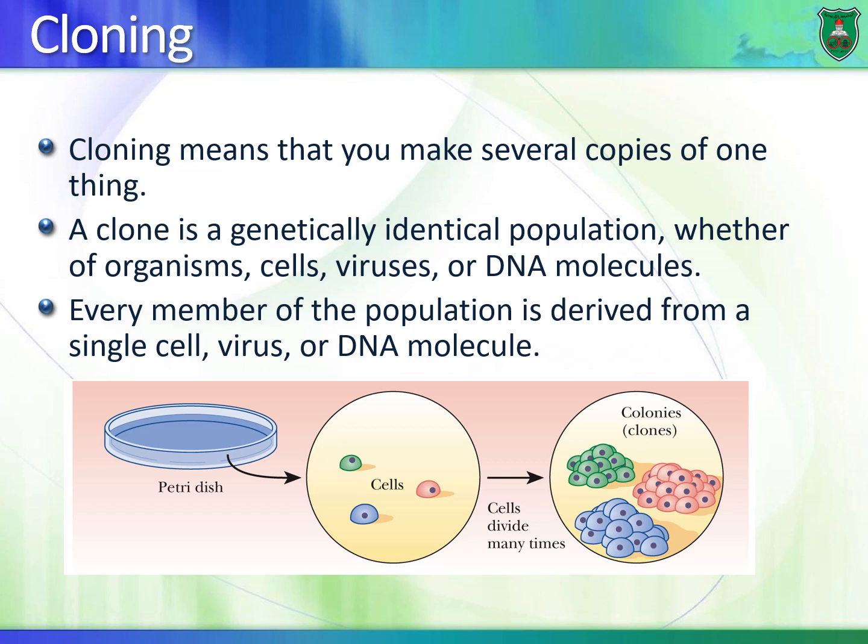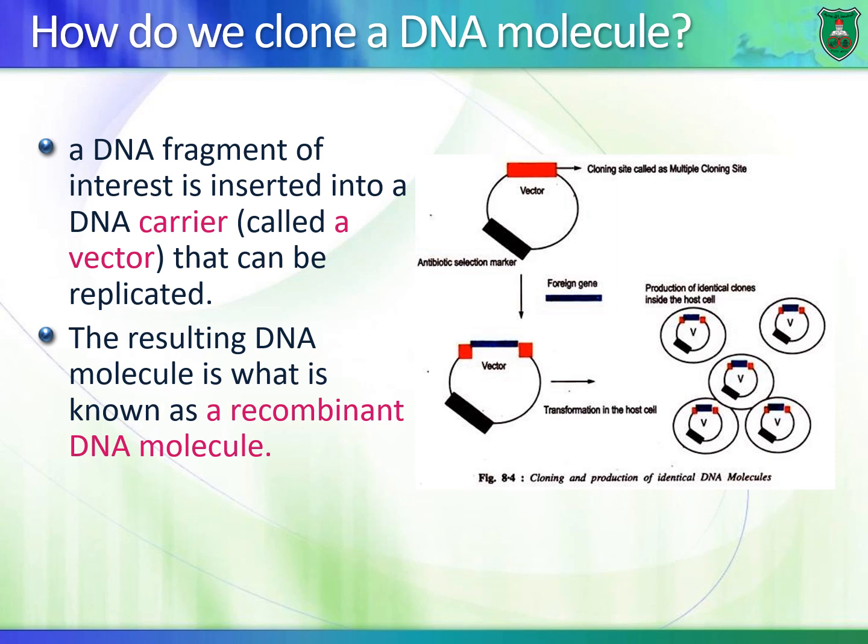So DNA cloning is making copies of the same DNA. Well, how can we do that with DNA? How can we do DNA cloning? Well, the thing is, in order to do that, we need what is known as a vector. A vector is a carrier. Okay, so the idea here is that it's a carrier of the DNA fragment that we want to clone, that we want to make copies of.